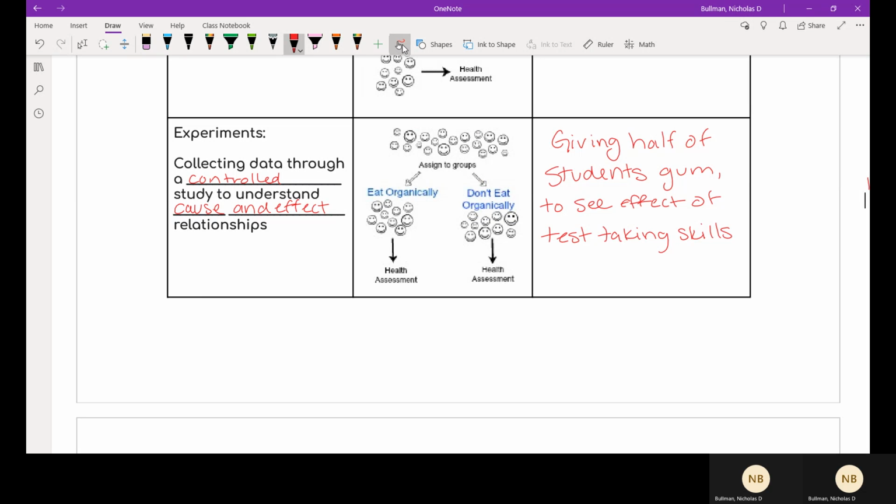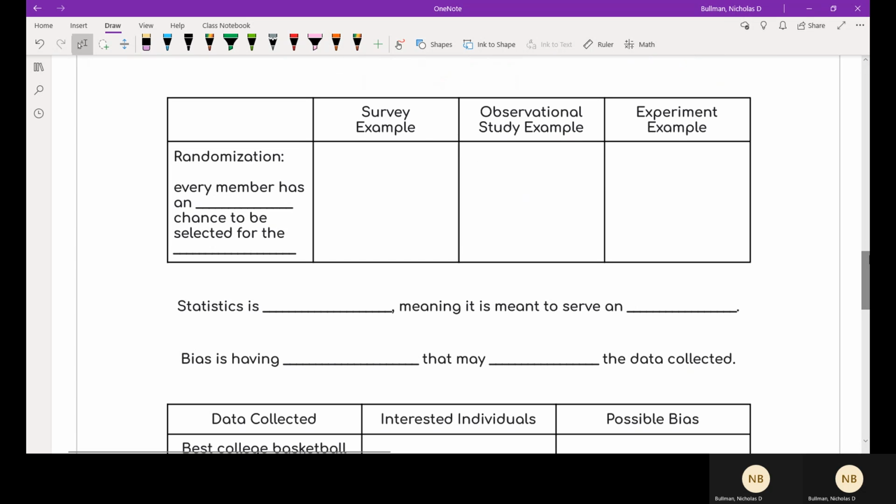Now, if we scroll on to the next page. When talking about statistics and collecting data, there's this thing called bias, which we're going to talk about a little later. But in order to prevent bias, we have randomization. Randomization is when every member has an equal chance to be selected for the sample. So there's no pattern. It's just completely random. Everyone has the same chance, equal chance, no matter what.